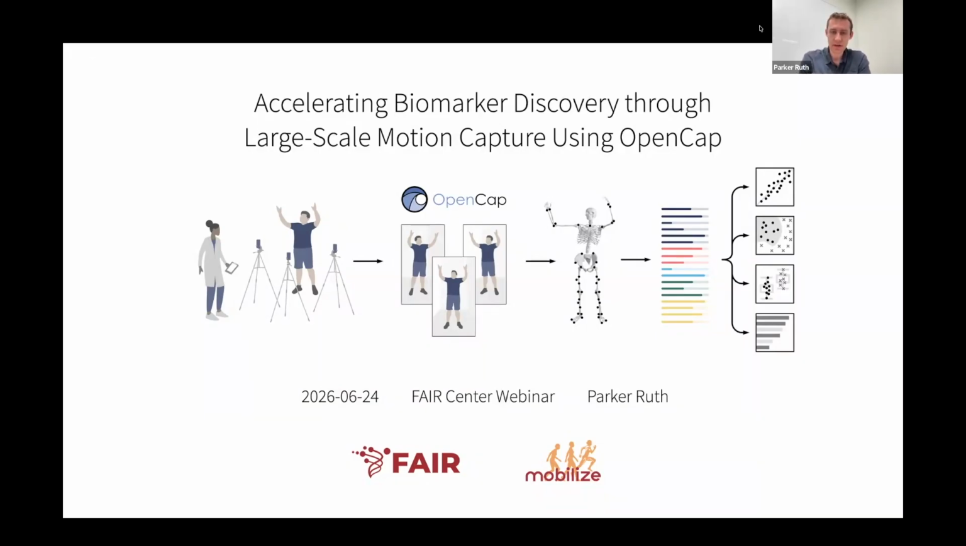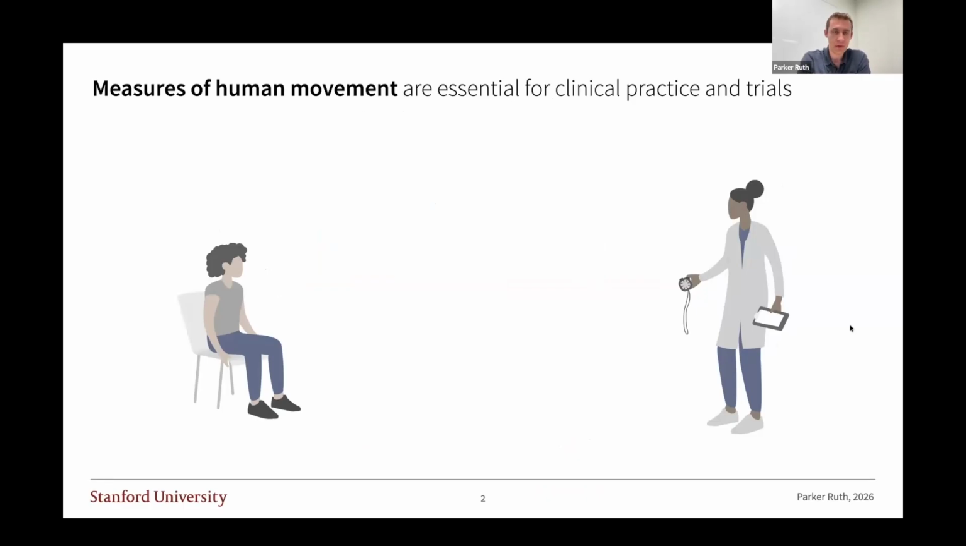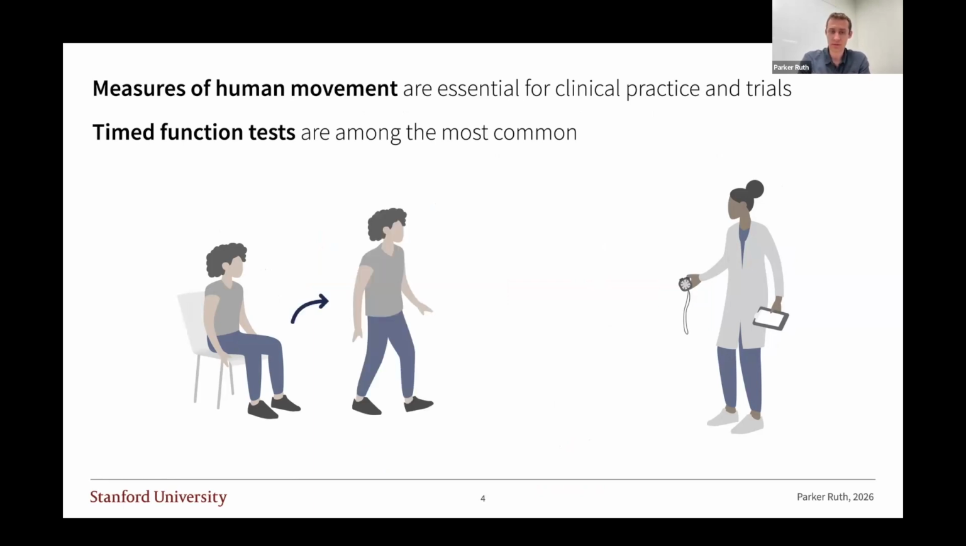Before I get started, I want to just set the stage with what we're talking about today. So let's talk about measuring human movement. There are, of course, many different ways to measure human movement in clinical practice and in clinical trials. Some of the most common are called timed function tests, which are measurements of how long it takes to perform a simple task that a clinician can measure just using an ordinary smartwatch.